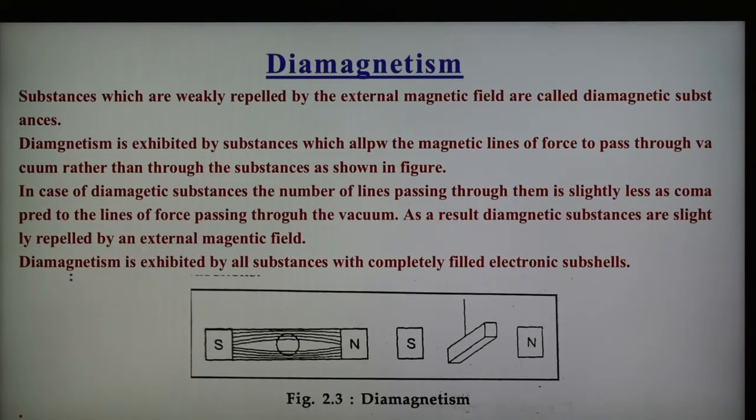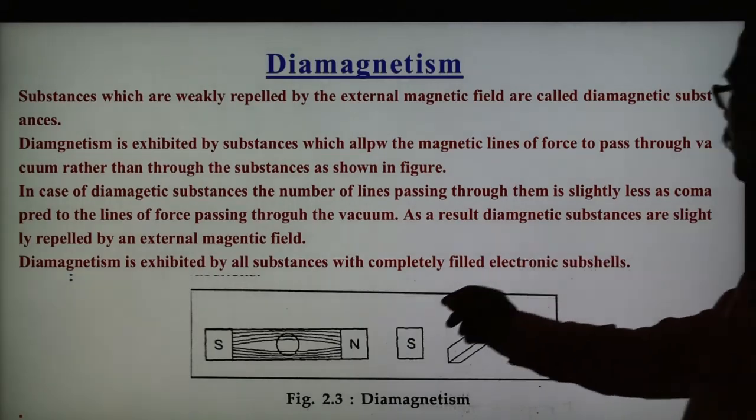The second important term is diamagnetism. In diamagnetism, substances are weakly repelled by the external magnetic field, and such substances are called diamagnetic substances. In this case, the electrons present in the substance are all paired, and therefore they are known as diamagnetic. Diamagnetism is exhibited by substances which allow the magnetic lines of force to pass through the vacuum rather than through the substance, as there is no attraction and there is a repulsion, and therefore maximum magnetic lines of force pass through the vacuum instead of through the substance.